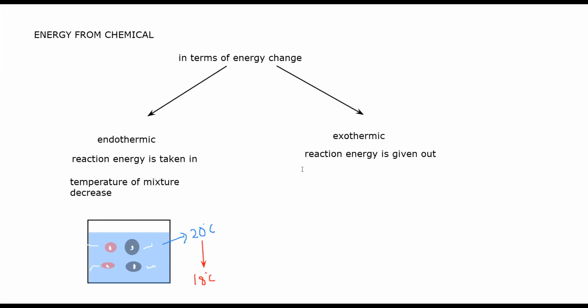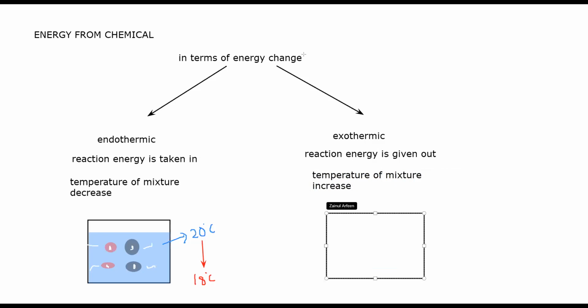But if it was an exothermic reaction, what will we observe? We will observe that the temperature of the mixture will increase. So say you have a container filled with a liquid, and you have reactant particles such as A and B. When these reactant particles collide, exothermic reaction means when they react, they will release energy.